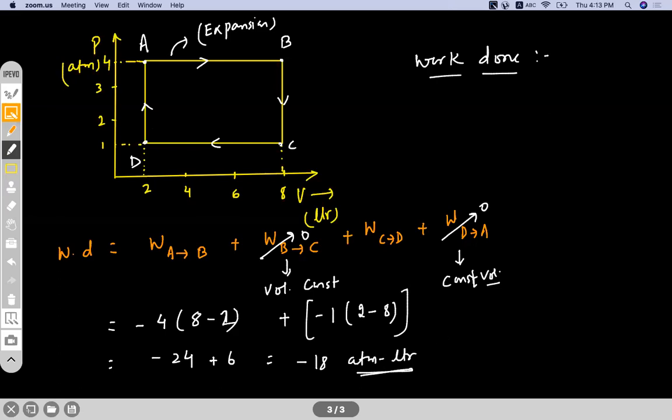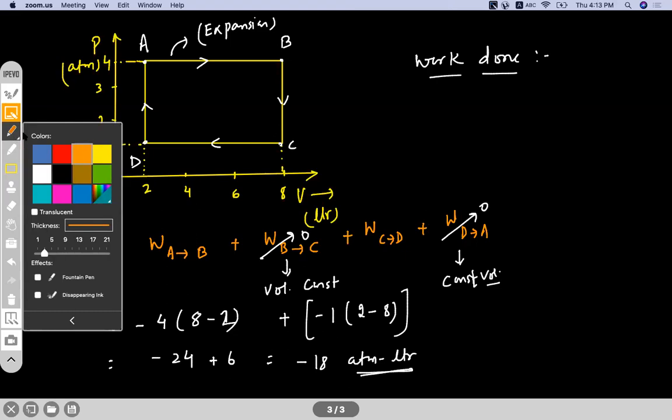Correct? So this is one way. The formula is this. For each step, we'll find out the work done and we'll add all, we'll get this. So negative we are getting here. Correct? We're getting negative here. This is one way which you can find out. The easier way is what? The easier way is work done when PV graph is given.